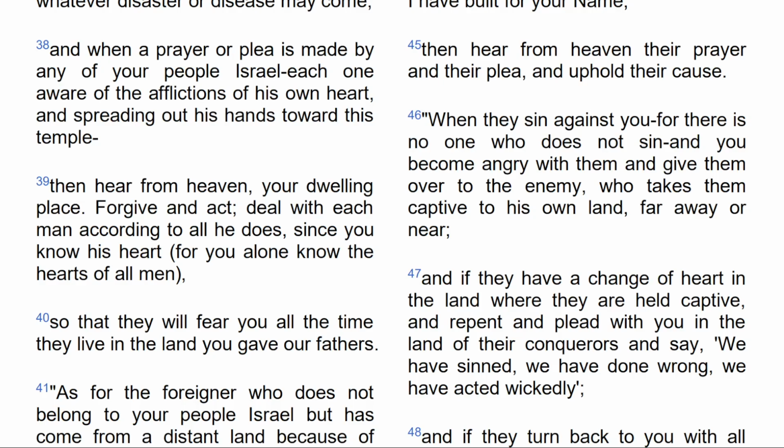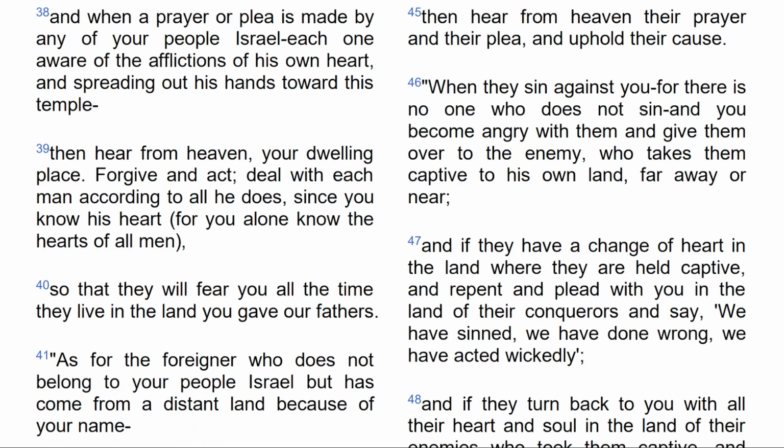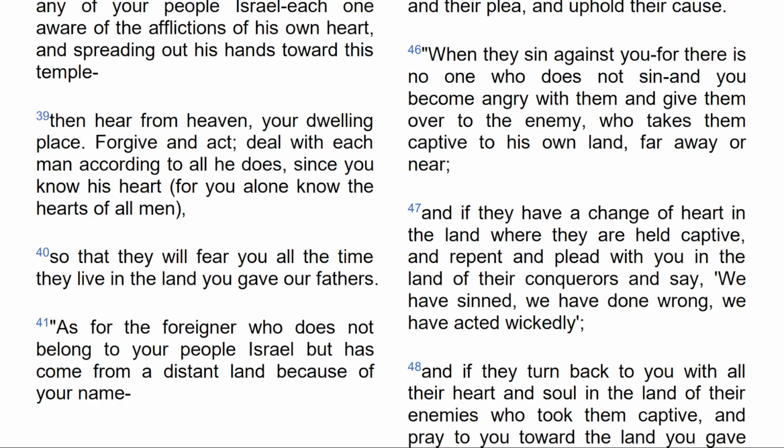Forgive and act. Deal with each man according to all he does, since you know his heart, for you alone know the hearts of all men, so that they will fear you all the time they live in the land you gave our fathers.